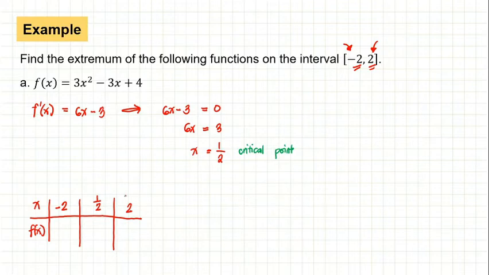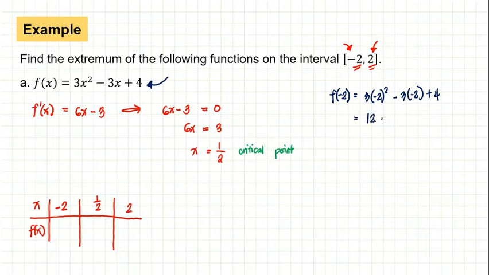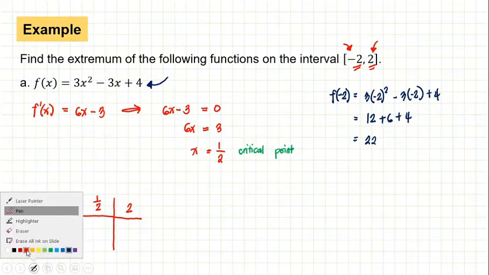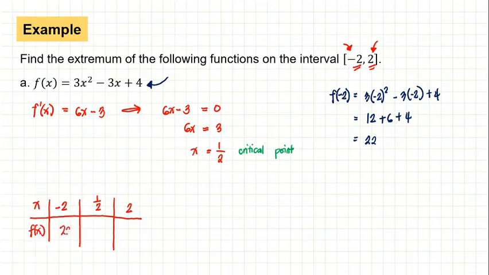So first, we have negative 2. What you are going to do is substitute your value into the original function. So we will have f of negative 2, and that will be equal to 3 times negative 2 squared, minus 3 times negative 2, plus 4. And this will now be equal to 4 times 3, you have 12. Then you have positive 6 and plus 4. And this is equal to 22. So therefore, the value of our function is 22.